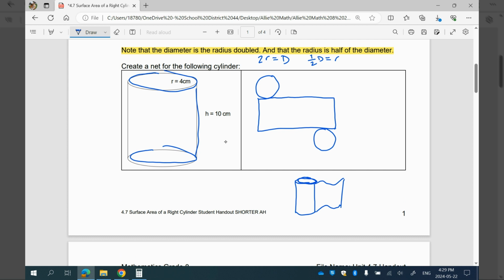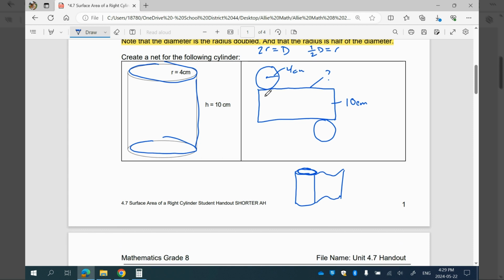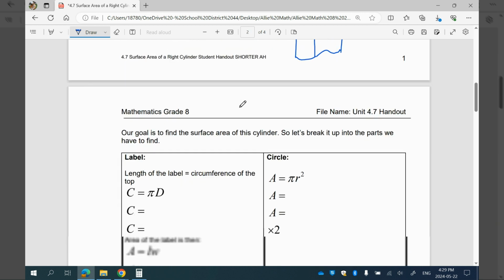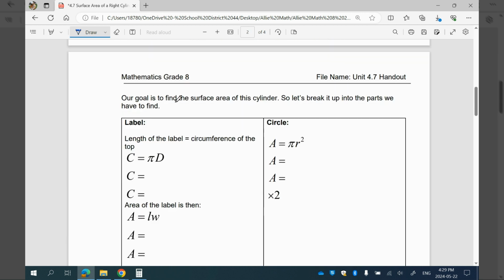Here it tells us the radius, so the distance from the center of the circle to the perimeter is 4 centimeters. And it tells us that the height of the can would be 10 centimeters. And this is a length we don't quite know yet. So that's going to be one of the first things that we learn about, how to find out the length of the rectangular part of our cylinder shape. Let's scroll down and I'll show you that part. So our goal is to find the surface area of the cylinder.